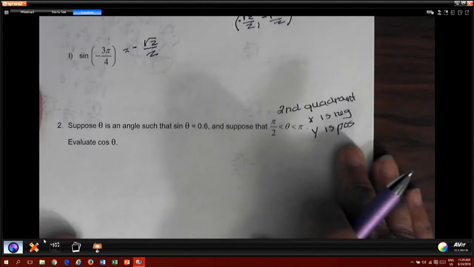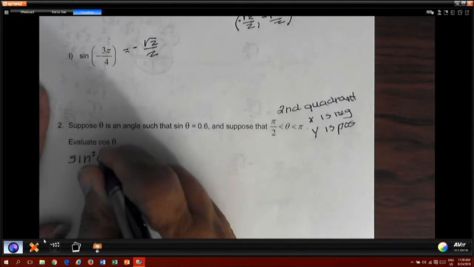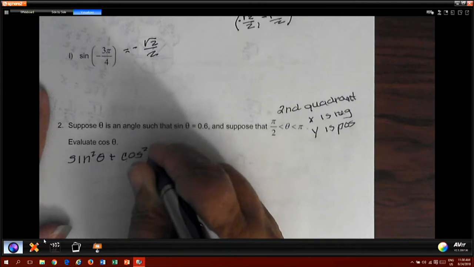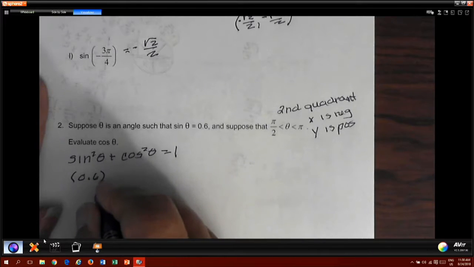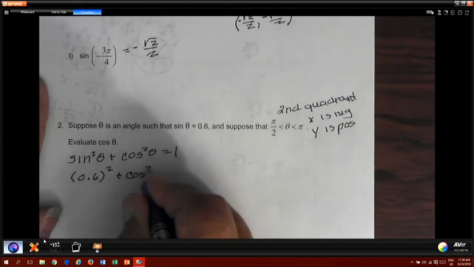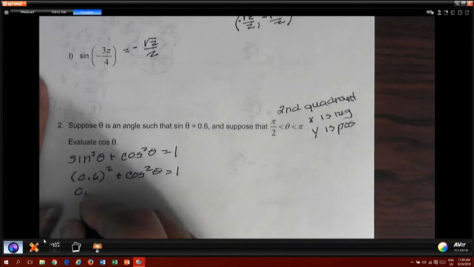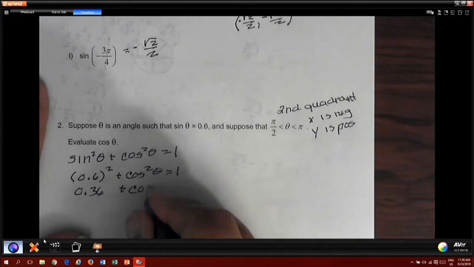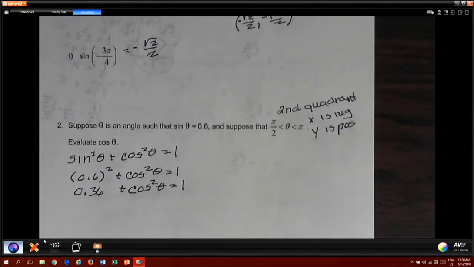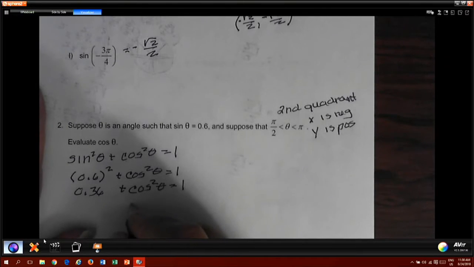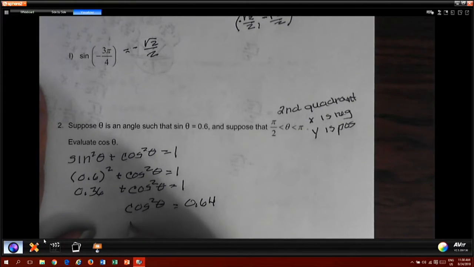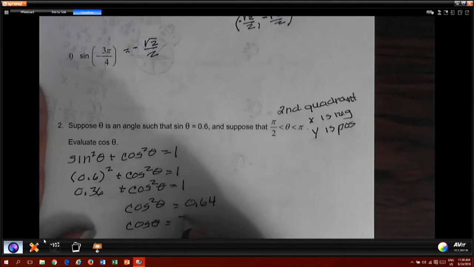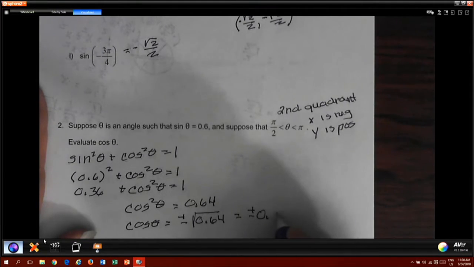Now, we have an identity that tells us that sine squared theta plus cosine squared theta equals 1. Well, we have sine of theta is 0.6. So we have 0.6 squared plus cosine squared of theta equals 1. 0.6 squared is 0.36 plus cosine squared theta is 1. Subtracting 0.36, we get cosine squared theta is 0.64. Taking the square root, we would typically have the cosine theta equals plus or minus square root of 0.64, which gives us a plus or minus 0.8.